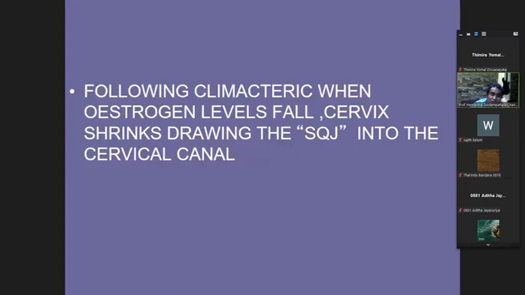Right. Following the climacteric, that is your menopause, when the estrogen level falls, the cervix shrinks, drawing the squamocolumnar junction into the cervical canal. So this is why when you do a pap smear, you should use a cytobrush and go a little deep inside the cervix, and only then you get the squamocolumnar junction. So this concludes the anatomy lecture.